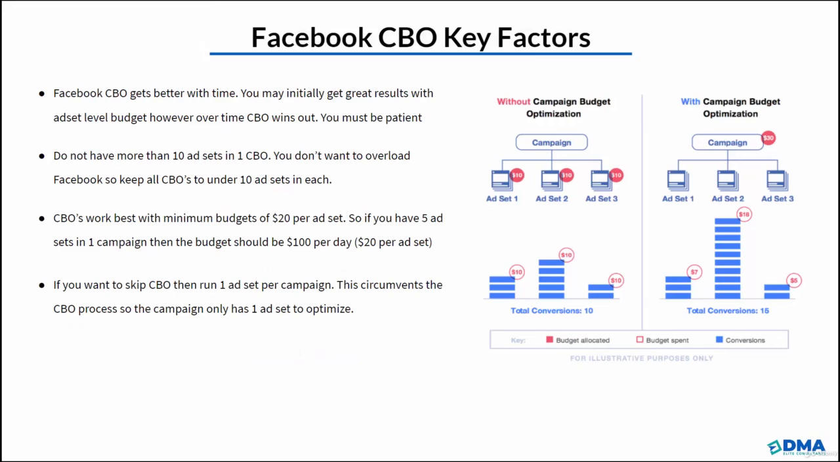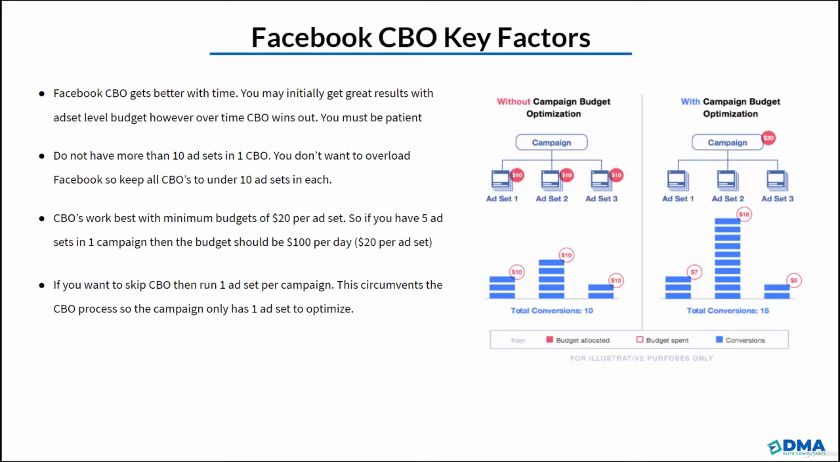Now let's take a look at some campaign budget optimization key factors. What we want to keep in mind here is that Facebook campaign budget optimizations get better with time, okay? You may initially start out with great results if you're setting the budget at the ad set level. However, in the long run, over time, the CBO wins out because it collects more data, more information, and then Facebook is able to use its AI to appropriately optimize a campaign. And then we don't want to have more than 10 ad sets within one CBO. That's too much for Facebook to handle.